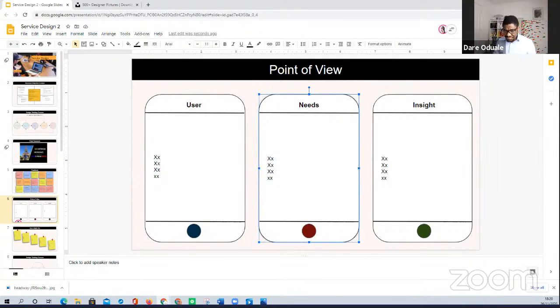So that's what we want to capture in our point of view, as a way to say: this is how we see our customers. This is how we read the situation. That's what the point of view is talking about. So based on what we've looked at in those sticky notes, for instance.